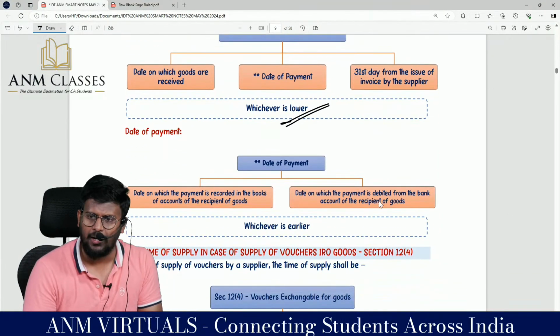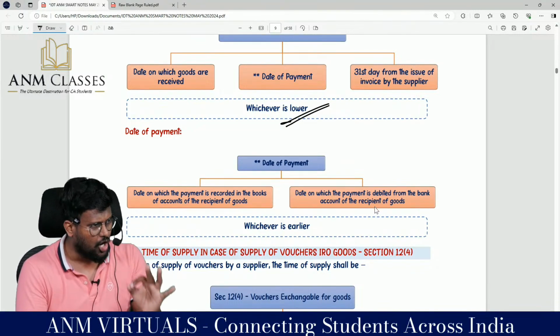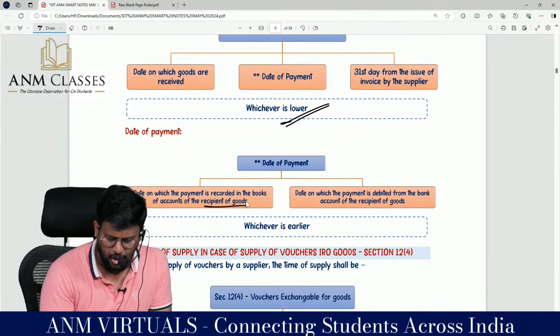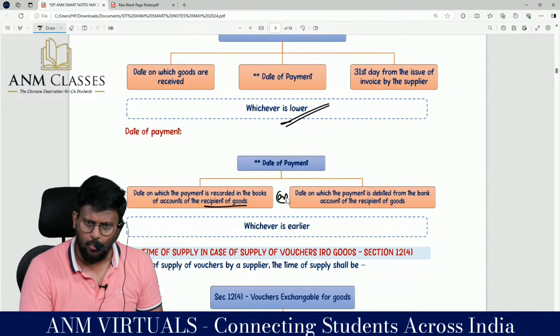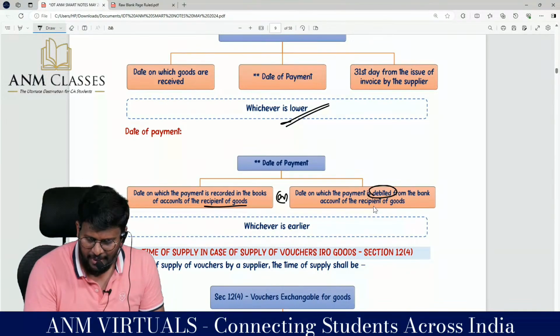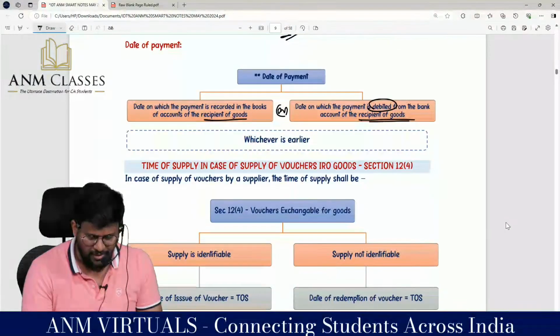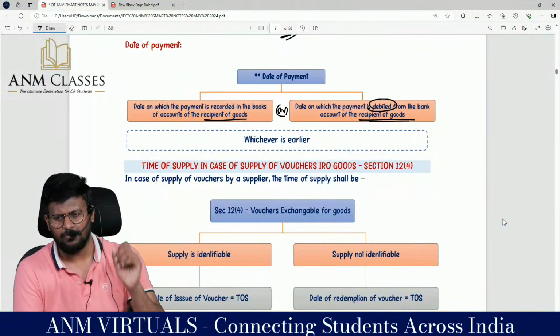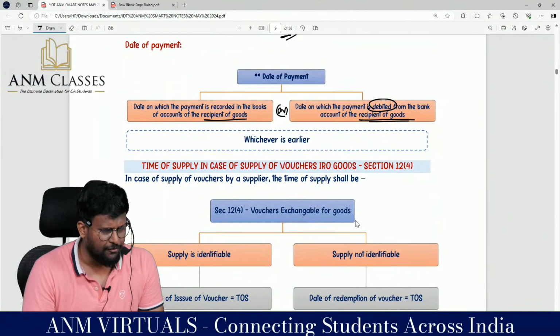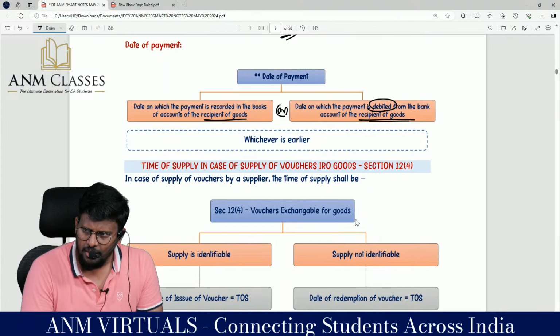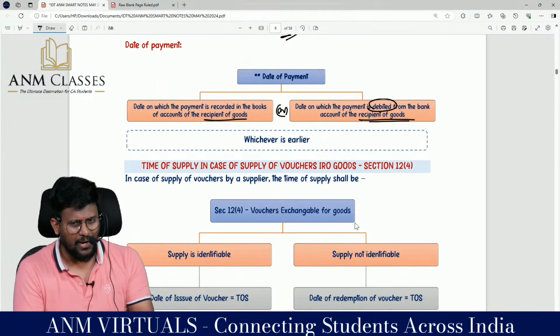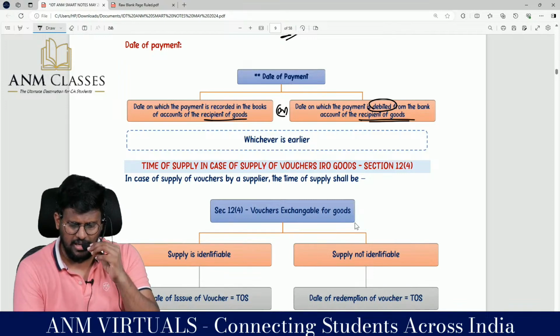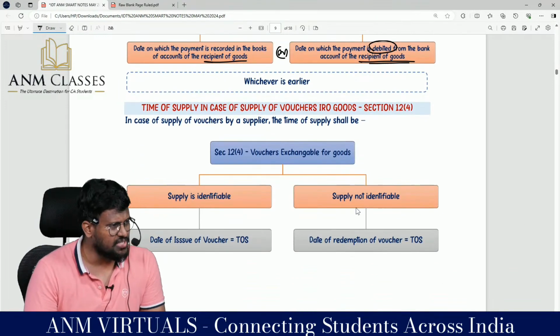What is the date of payment? Date on which the payment is recorded in the books of accounts of the recipient of the goods, or date on which the payment is debited from the bank account of the recipient, whichever is earlier. What is 12.1? Time of liability for payment of tax arises at time of supply. What is 12.2? What is 12.3? Reverse charge. What is 12.4? Vouchers exchangeable for goods.